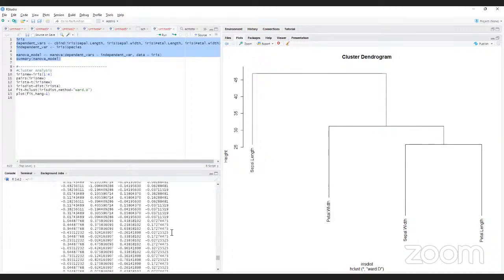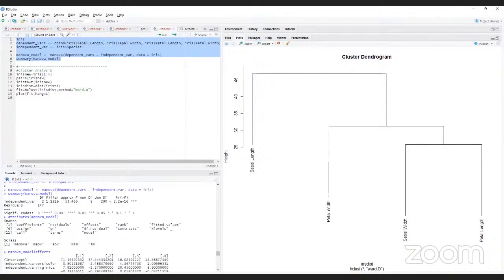Okay. That means this species type has an effect on the dependent variables, and where the effect is more and where the effect is relatively less, so that you can check. Okay. So MANOVA will give you this impression, whether the independent variable has any effect on the linear combination of the dependent variables or not.